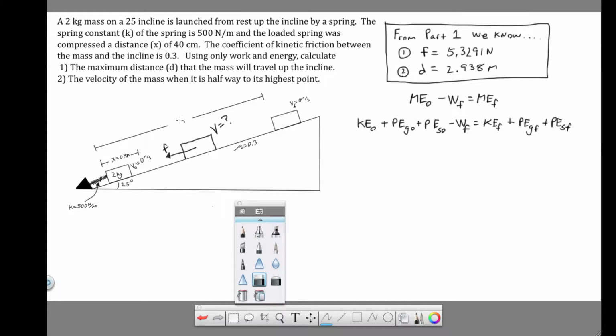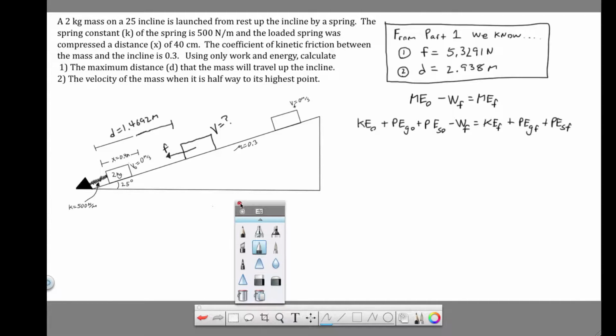I'm gonna erase this, and we're gonna put in our new distance because we're only going halfway up the incline now. So to this point right here, half of the original d, so all the way up the incline, is 2.938. So half that distance is 1.4692. So all I did is I took this distance and divided it in half. Okay, so let's look at our energies.